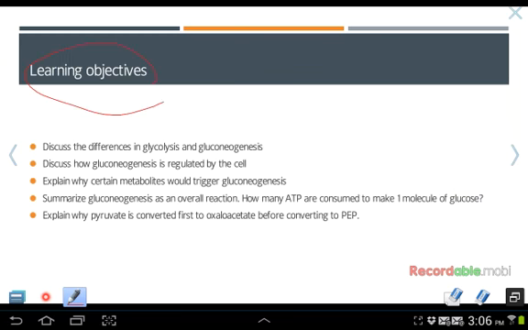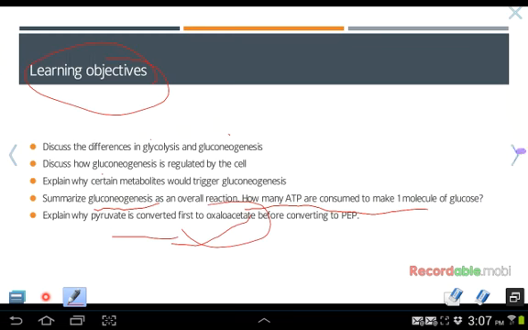But again, here are our learning objectives. You want to be able to discuss the differences in glycolysis and gluconeogenesis, how gluconeogenesis is regulated, why certain metabolites would trigger gluconeogenesis or stop gluconeogenesis. Summarize gluconeogenesis as an overall reaction, so consider how many ATP are consumed to make one molecule of glucose. And then explain why pyruvate must first be converted to oxaloacetate before converting to PEP.